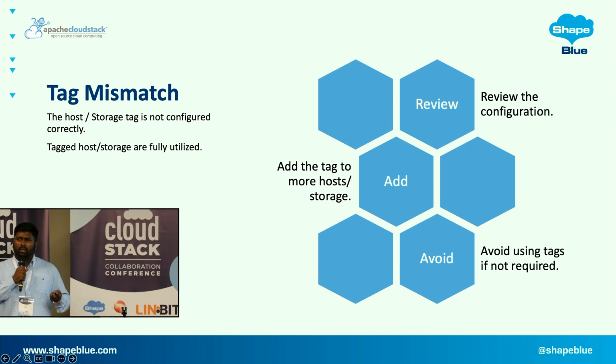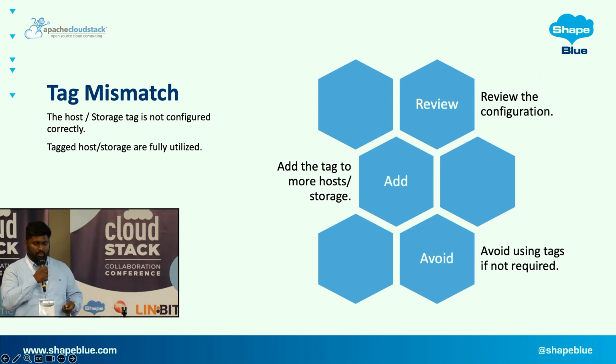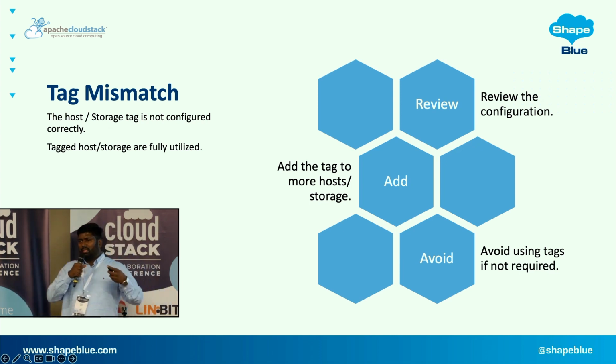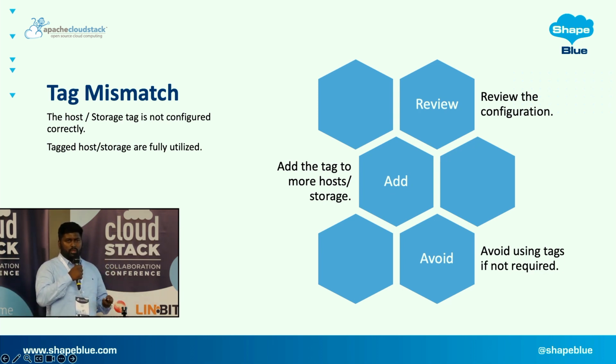There are scenarios where you have tagged the resources, but those tagged resources are fully utilized. In such scenarios as well, you will hit instance deployment failures. So in either case, you analyze the logs, identify this issue, and review and fix the configuration accordingly. There are scenarios where you'll have to add tags to more hosts or add more servers with a similar specification and tag them as well. Or your use case may no longer require such complex tagging. Maybe you need to review your configuration and remove the tagging if you're hitting this very frequently.